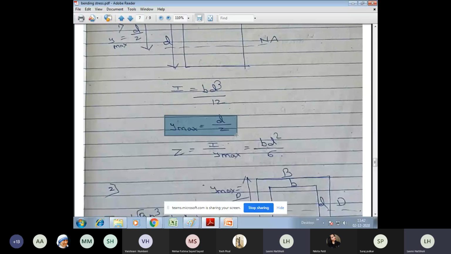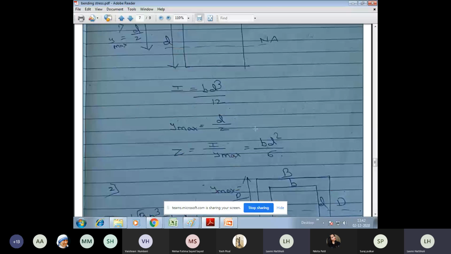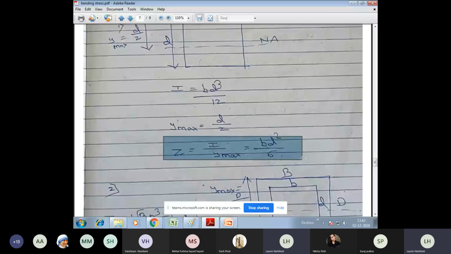Y max, as you said, is D by 2. Now you should calculate the section modulus, because it is one of the important properties of a member or element to show its strength. If you want to talk about the strength of a beam or a column, you should find out the section modulus. The higher the section modulus, the higher the strength and the resistance. So whenever you talk about the strength of a beam or column, you should find out Z, the section modulus.